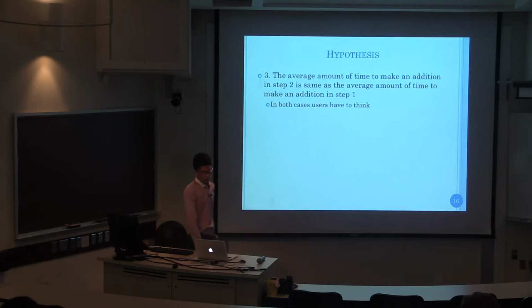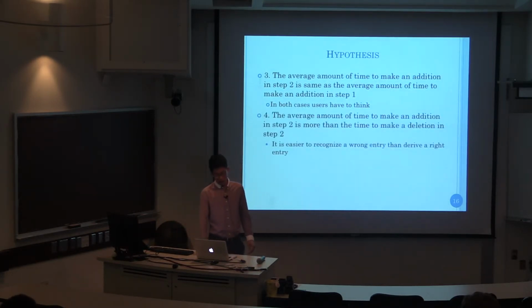So here is the third hypothesis: the average amount of time to make an addition in step 2 is the same as the average amount of time to make an addition in step 1. The reason is that in both cases, users have to spend time thinking about the member. And the last hypothesis is that the average amount of time to make an addition in step 2 is more than the time to make a deletion in step 2. The reasoning is that it is easier to recognize a wrong entry than derive a right entry.